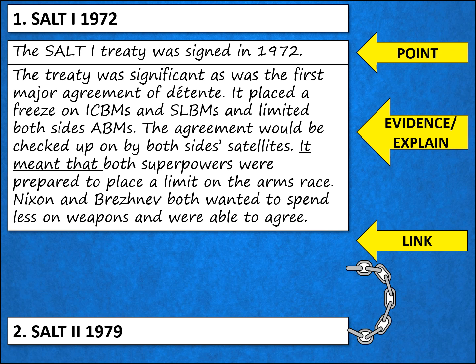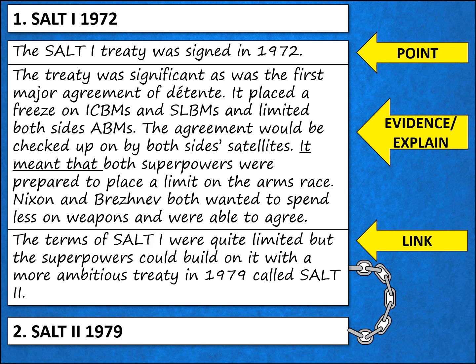Okay, let's have a look at mine. Here's what I've come up with. The terms of SALT 1 were quite limited, but the superpowers could build on it with a more ambitious treaty in 1979 called SALT 2. So you can see what I've tried to do there is I've just tried to show how there's a relationship between our two events, our two developments that we've got going on here. It doesn't have to be too detailed, but we're just going to try to tie them together.